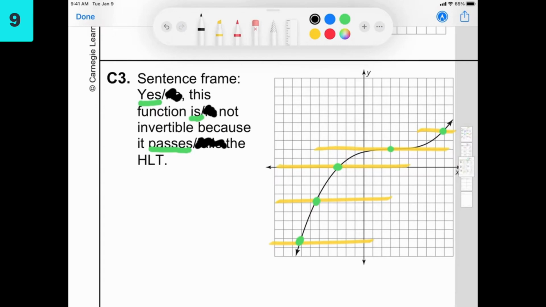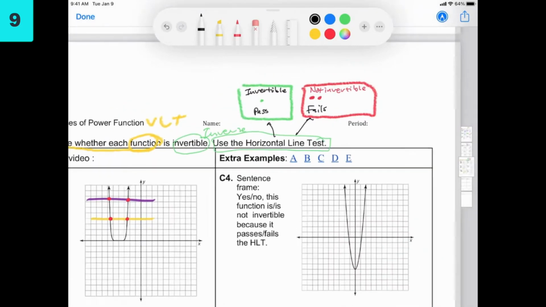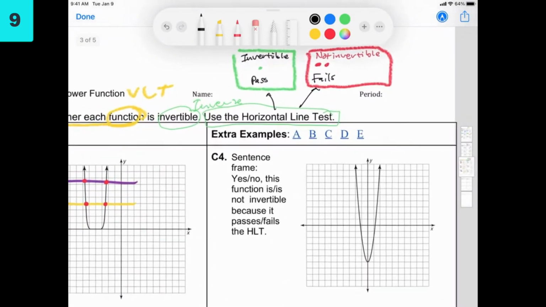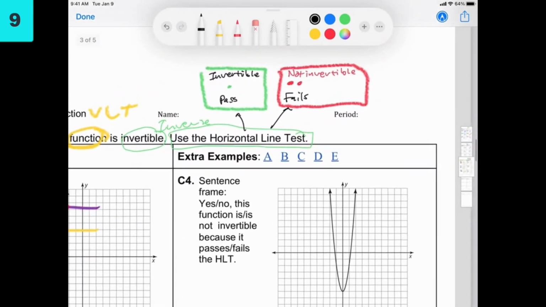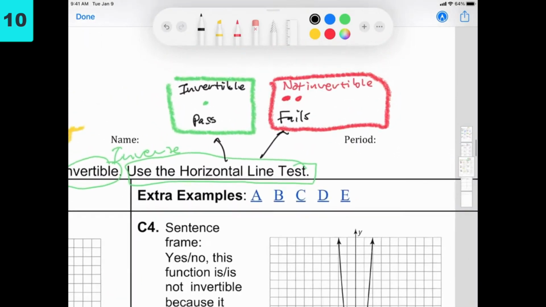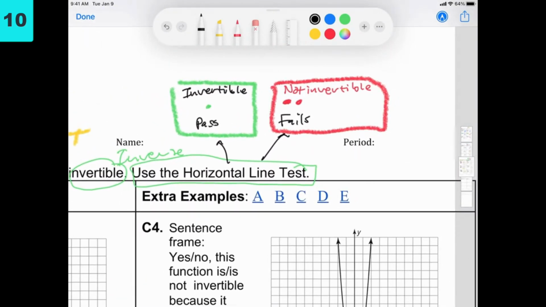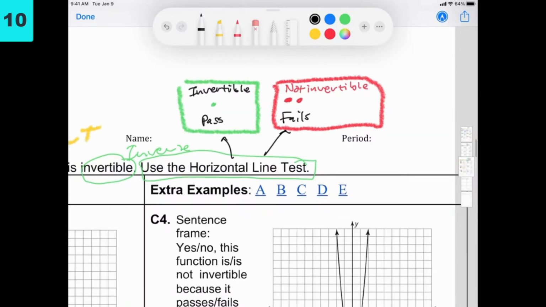That was C3. Alright, C4, we have to look at this function and see if we can take the inverse. To use the horizontal line test, you can put your pen or pencil down on the screen or on top of the graph and see how many times it intersects. If you see one dot, it passes, but if you have two dots, it fails.